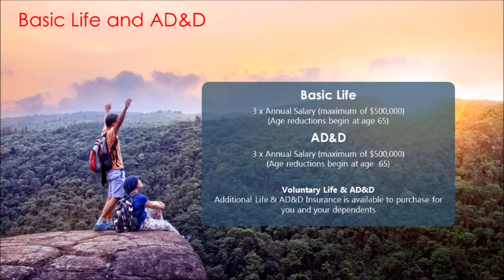You will need to complete an evidence of insurability form if you are electing this benefit during open enrollment or increasing your current elections. Voluntary AD&D will be the same election amounts as voluntary life. Again, remember to double-check your listed beneficiaries as part of this open enrollment period to ensure that they are up to date.